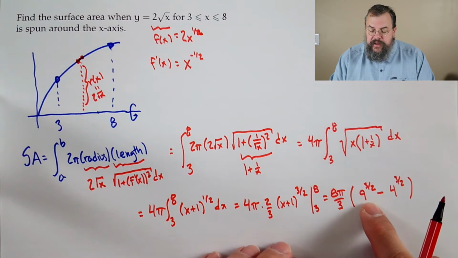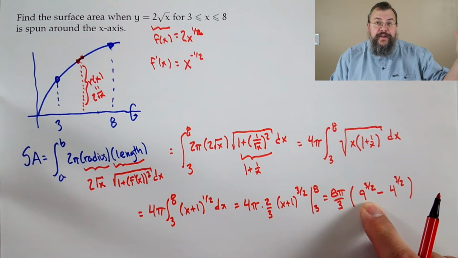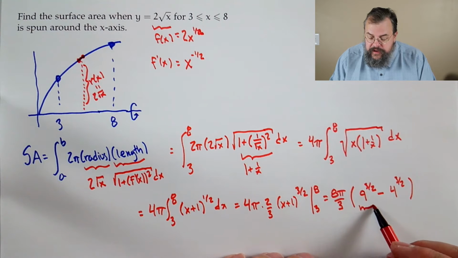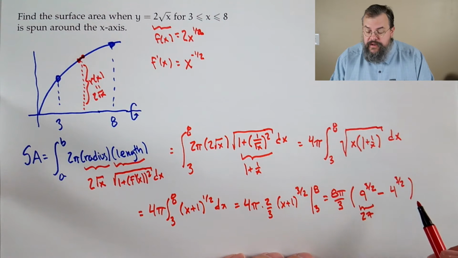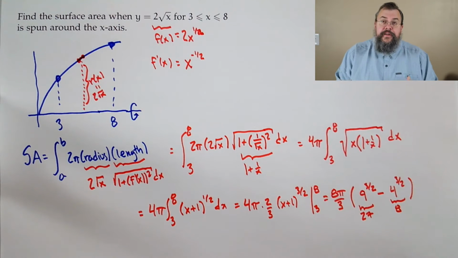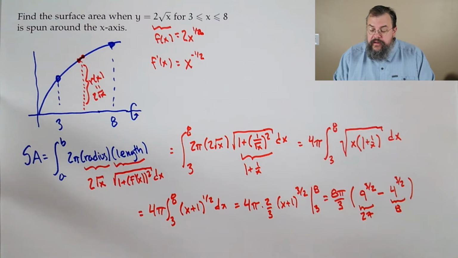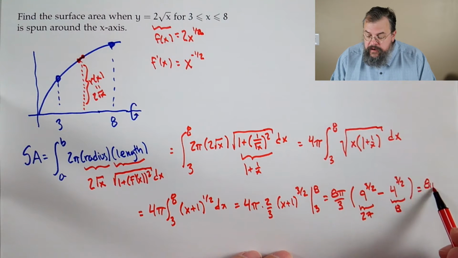So I'm going to think of 9 to the 3/2 as really 9 to the 1/2, and then cube that. Square root of 9 is 3. 3 cubed is 27. Square root of 4 is 2. 2 cubed is 8. So it becomes 27 subtract 8. Well, 27 subtract 8, that's 19. So we have 8 pi over 3 times 19.